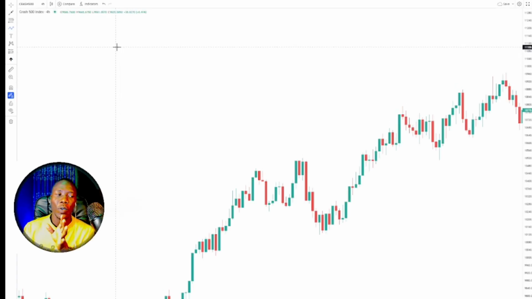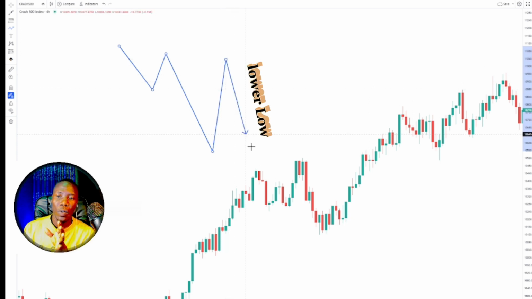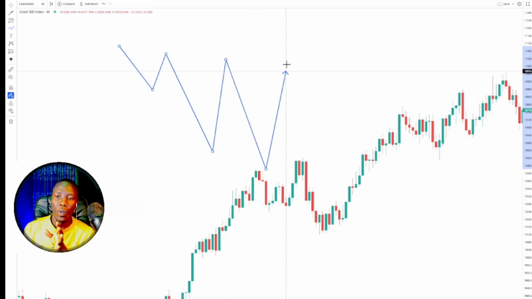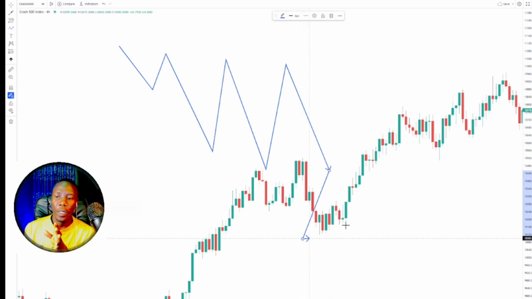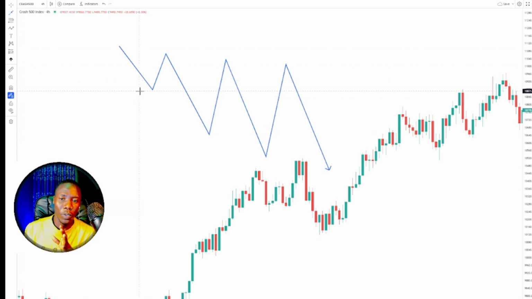So remember, a downtrend consists of what? Lower low, lower high, lower low, lower high, lower low, lower high, lower low. You get the point. So in what I did now, don't mind my drawing so far, but it gives us what we need, right? The first thing you need to do now is to know that this structure has been broken. The break of structure has been broken.